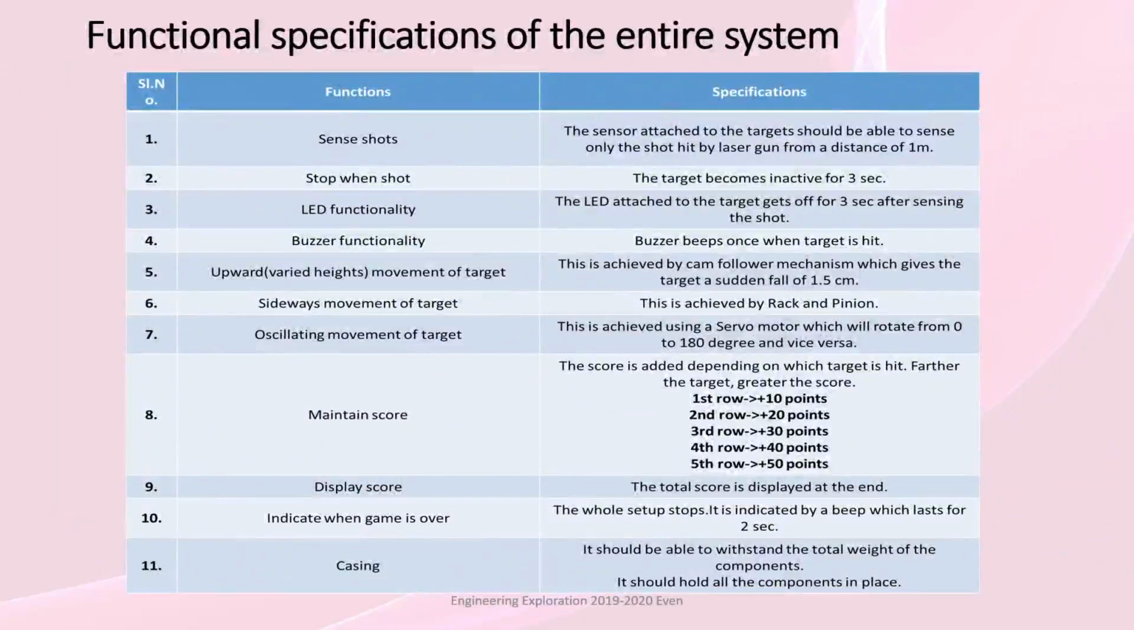Now displayed is the functional specifications table for the system. This table specifies the functions that a system or component must perform. We have identified in total 11 functions and specified them in detail.